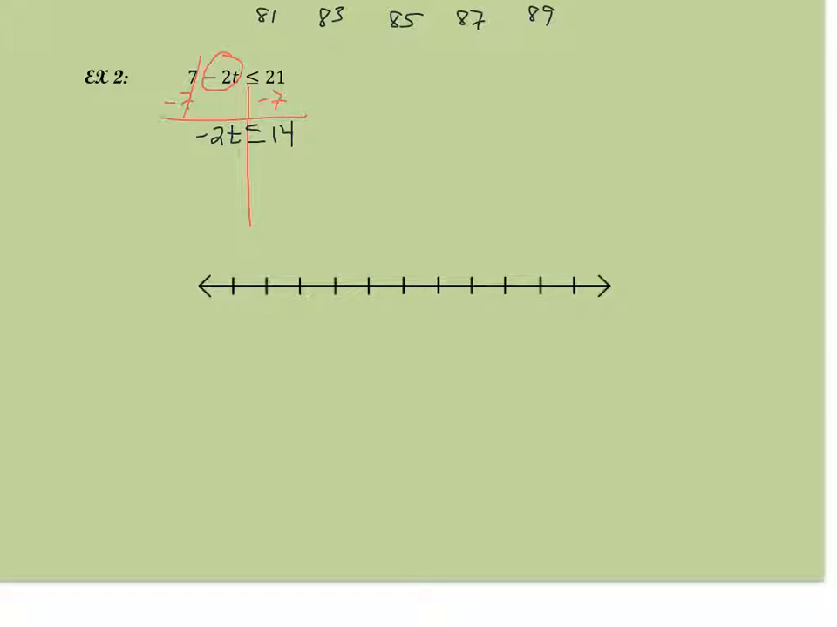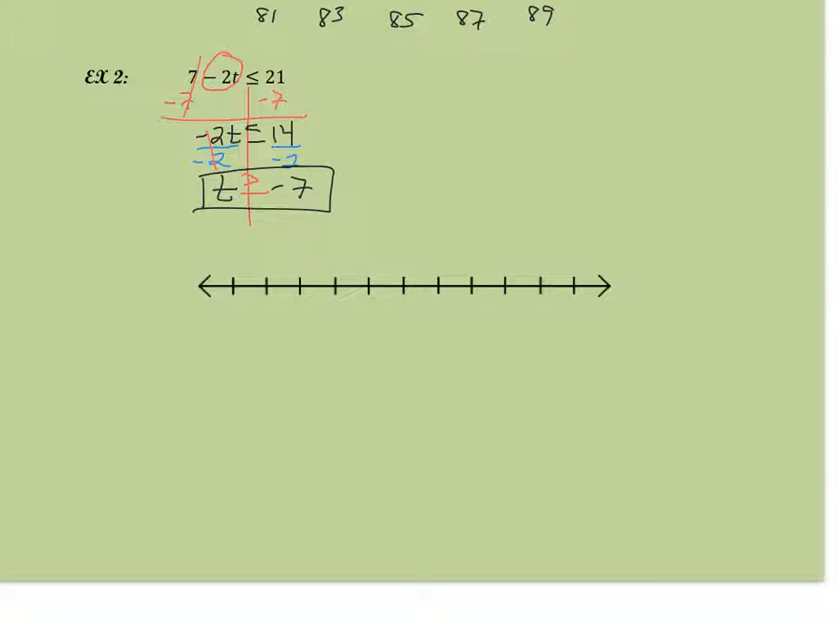Then we're going to solve for t by dividing both sides by a negative 2. So warning bells should be going off in your head. Because we just divided by a negative, we're going to flip that inequality sign and make it a greater than or equal to sign. So the 2's cancel. We get t is greater than or equal to negative 7.